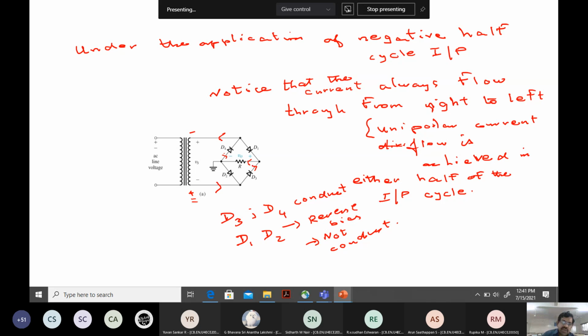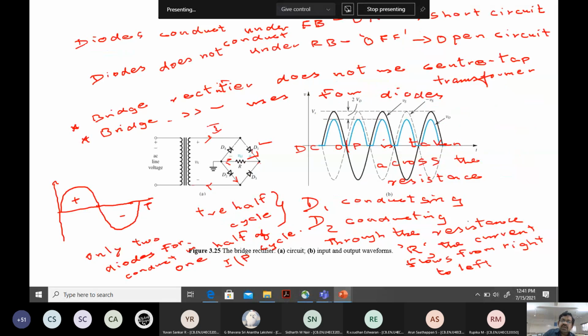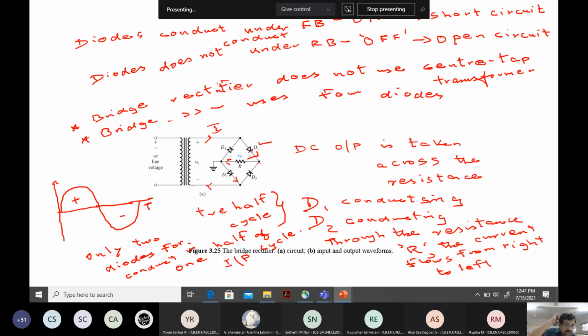Okay, so it is very clear that the current always flows. In the previous case also you see here, I have shown you that the current always flows in this fashion. You can see here, the current always flows from right to left. So this is my R, this is L, if you want to make it clear. So right to left it always flows.